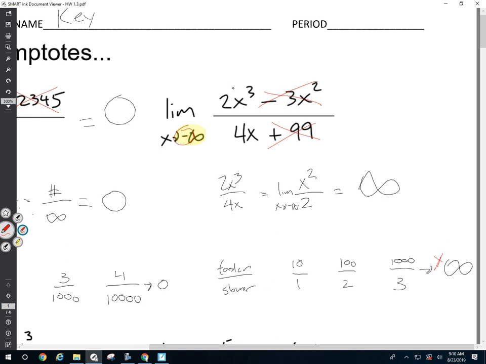You could have gone back to the original and you would say, okay, plug in a negative, cube it. That'll be a negative. Plug in a negative times 4, that'll be a negative. So you'd have negative divided by negative each time, which is why we are approaching positive infinity. Okay?